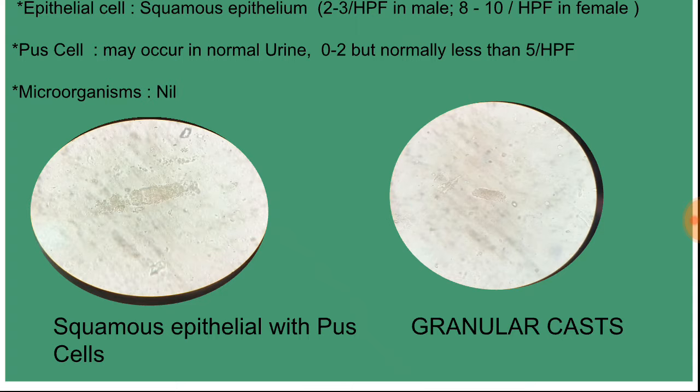Next we find epithelial cells, squamous epithelial cells, minimum in males and maximum amount found in females. Pus cells may occur in normal urine. They are also less than 5 per HPF. Microorganisms also nil. Here are squamous epithelium and pus cells on the left side and a granular cast on the right side.